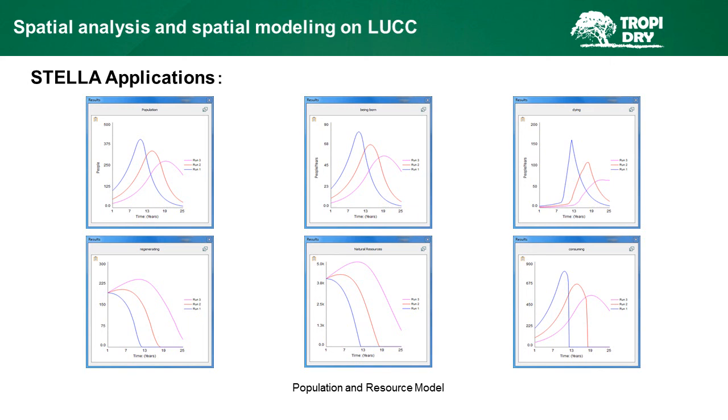The following 6 pictures show the results from 3 different runnings. All these x-axes are the time with the unit of years. Y-axis from the top to the bottom. The pictures in the first line are the population, being born, and dying. The second line are the regenerating, natural resources, and the consuming. There are 3 lines for each figure.